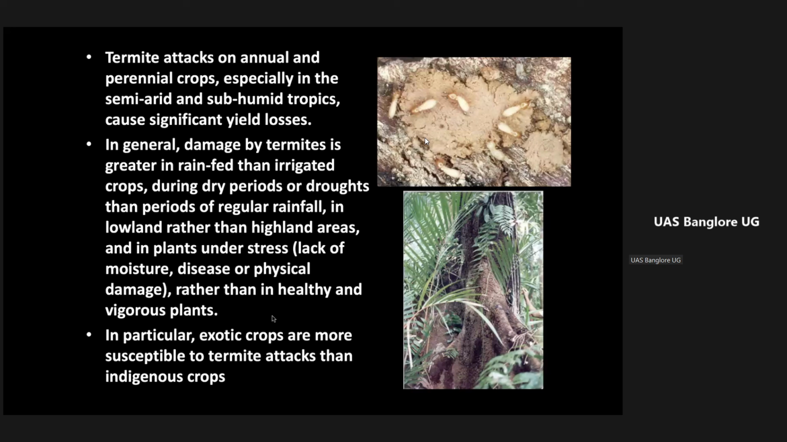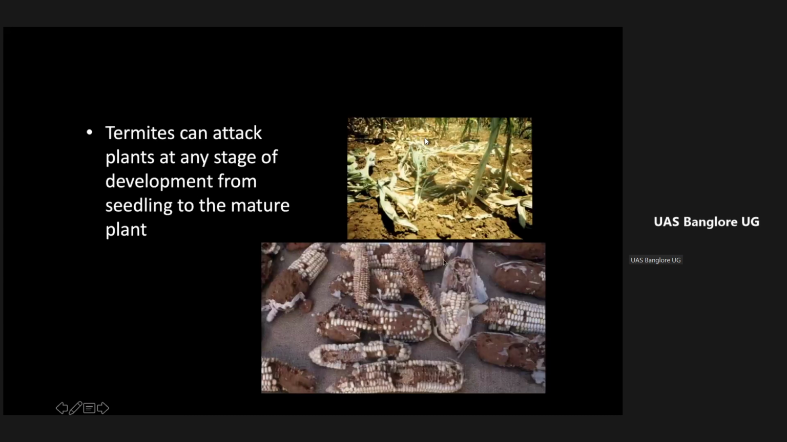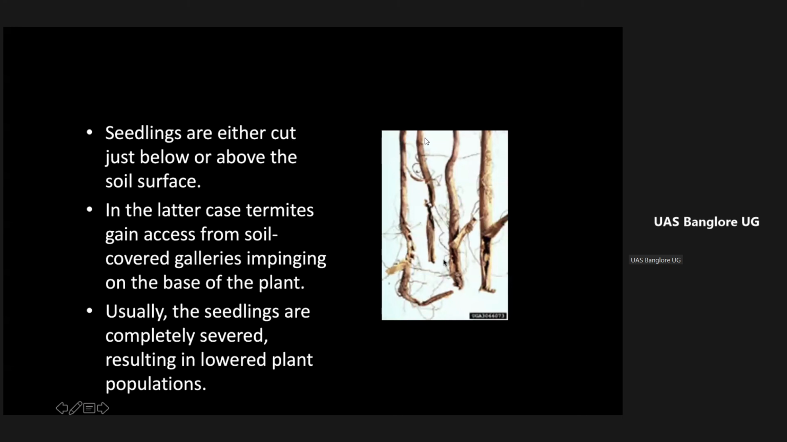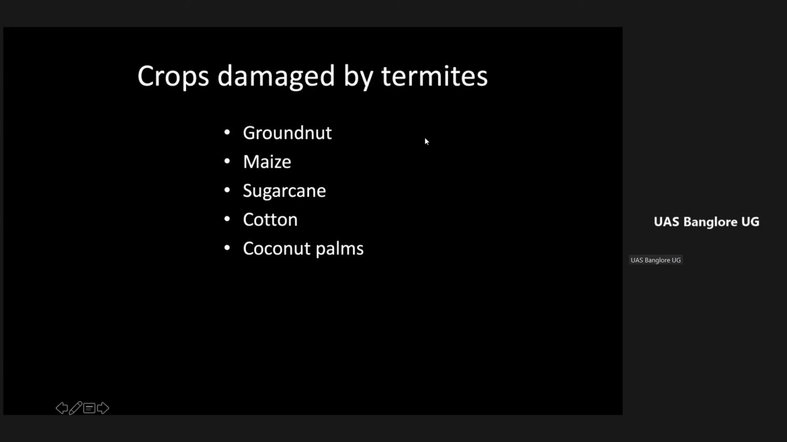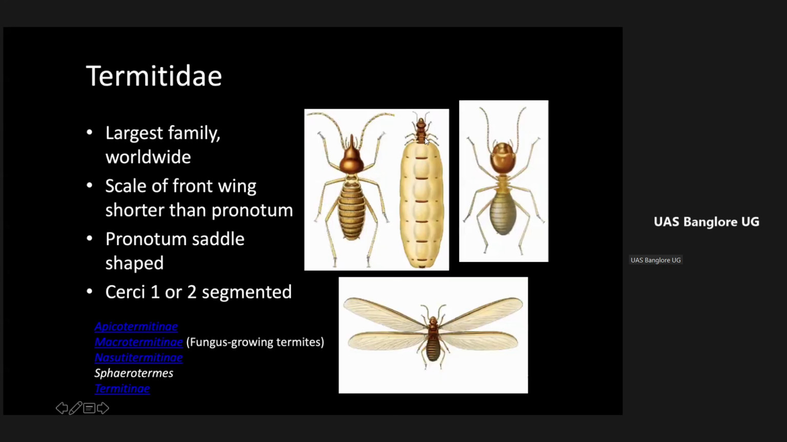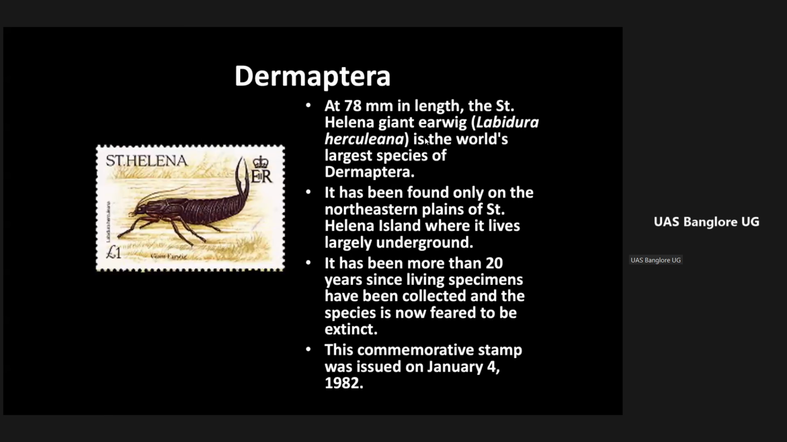They damage the crop. You can see that they are damaging crops by root feeding, especially at the seedling stage. So that's how you can identify a termite. Coming to the last insect order, that is the Dermaptera.